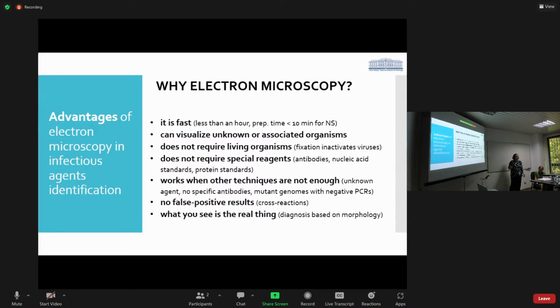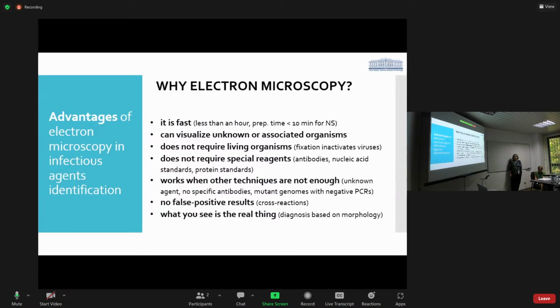You can see 2 or more different infectious agents at the same time in the sample, if that is the case. It does not require a living organism. In fact, processing the samples for electron microscopy requires a fixation, and glutaraldehyde is killing almost everything. We know we need some reagents, of course, to increase the contrast in electron microscopy images, but not something special like antibodies or PCR products, nucleic acid standards, and so on.